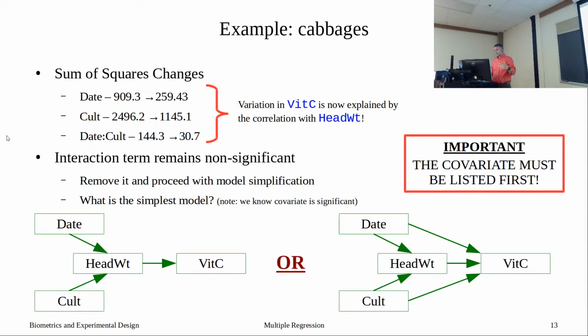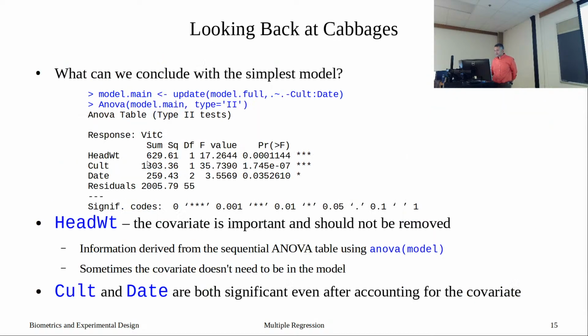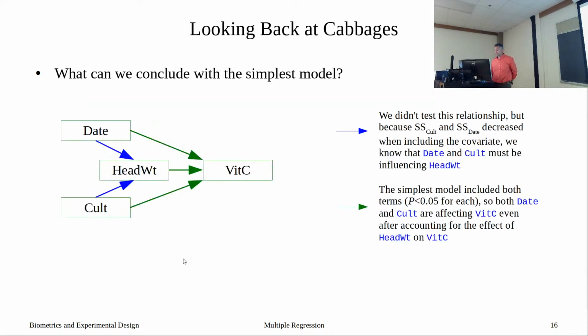All right, and this kind of lays through that as what Cody mentioned. Our sum of squares will change. They change as we remove terms, as we account for different terms. So I already kind of went through all this on how to do everything. So what do we discover? Head weight, it's an important term, it's an important covariate, probably an important predictor as well. And cultivar and date are both significant.